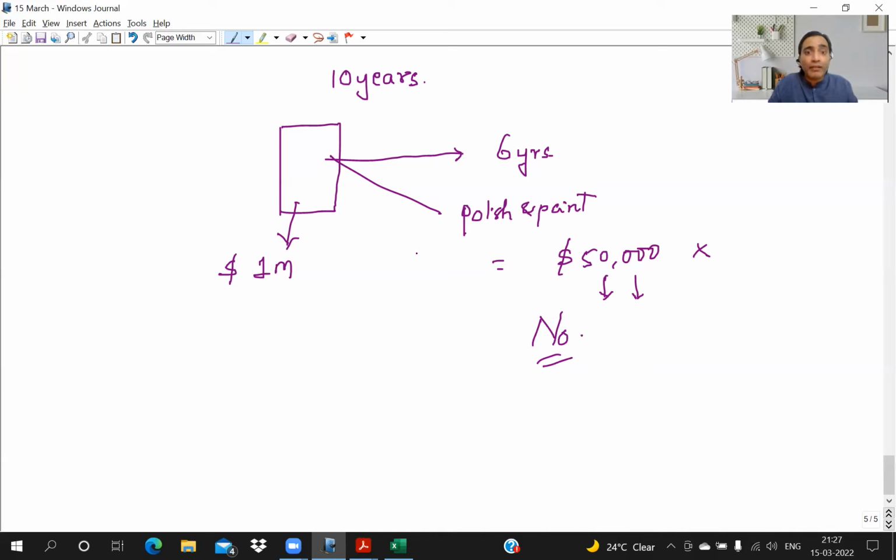But if the government has made it compulsory, legally mandatory, that every building after 6 years needs to be polished and painted, otherwise we'll cancel the license, now what? Now, yes, it is my present obligation. I will have to discount this $50,000, find the present value and recognize it as a liability and slowly unwind the discount, which we have studied in IS 37, unwinding of discount. We are going to learn it again in SBR. But are you understanding the difference between the two?